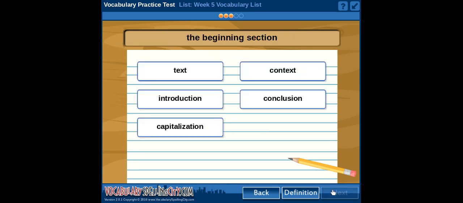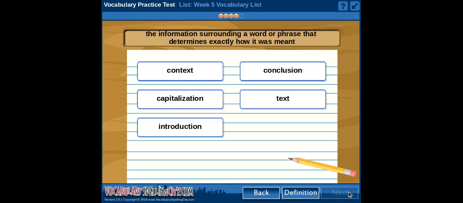The beginning section. Well, we already used the word text. We already used capitalization. And we already used conclusion. So we're looking at introduction and context. When we say here's an intro or here's the introduction, that always comes at the beginning. So this one I'm going to say is introduction.